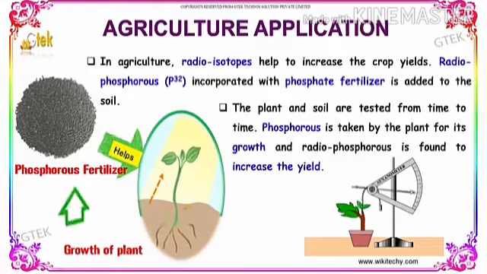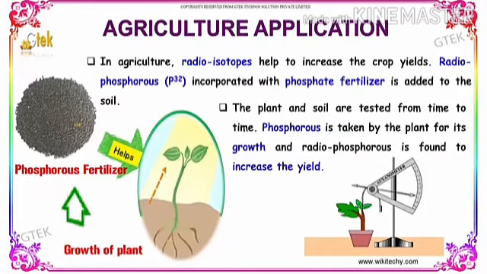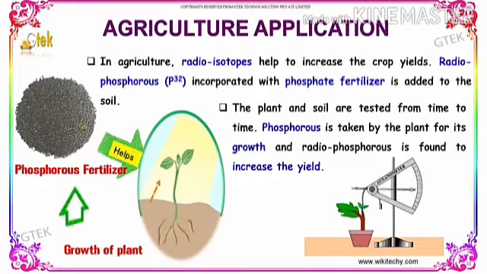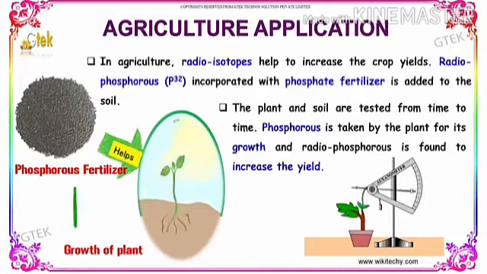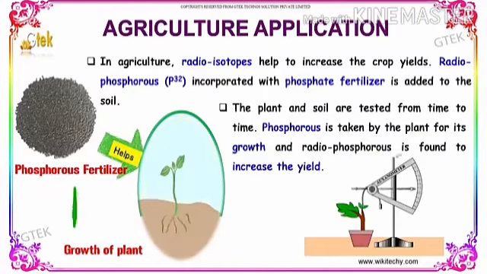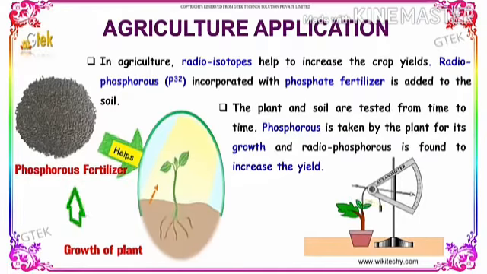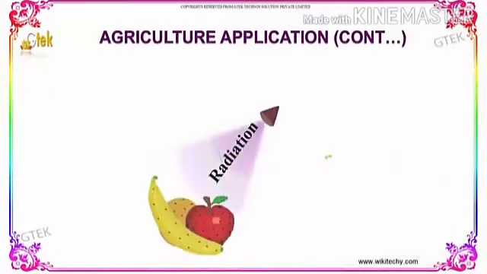Next is uses of radioactivity in agriculture. In agriculture, radioisotopes help to increase the crop yields. Radiophosphorus 32 is combined with phosphate fertilizer and added to the soil. The plant and soil are tested from time to time. Phosphorus is taken by the plant for its growth, and radiophosphorus is used to find how much the crop yield has increased.